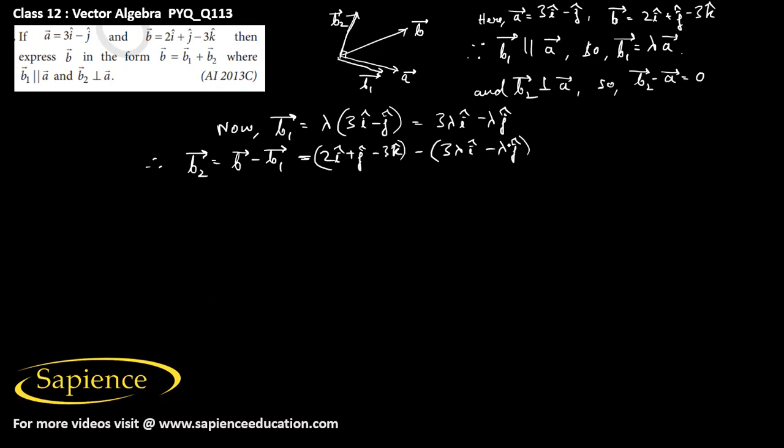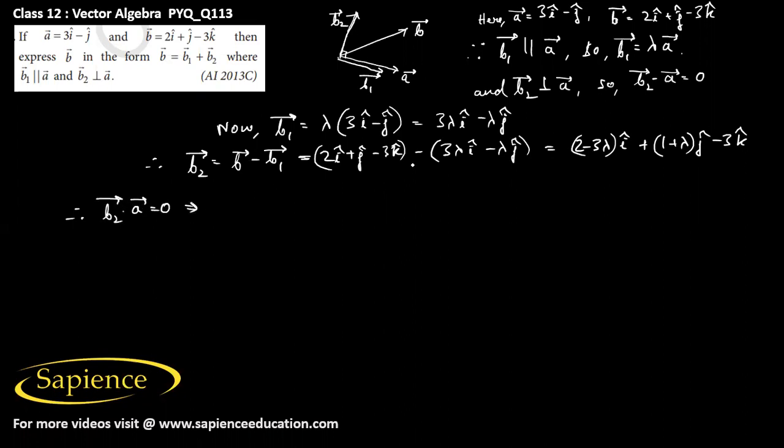So then this will be equal to 2 minus 3 lambda i cap plus 1 plus lambda j cap, then minus 3k cap. And then b2 dot a vector should be equal to 0. So now therefore b2 dot a vector should be equal to 0.